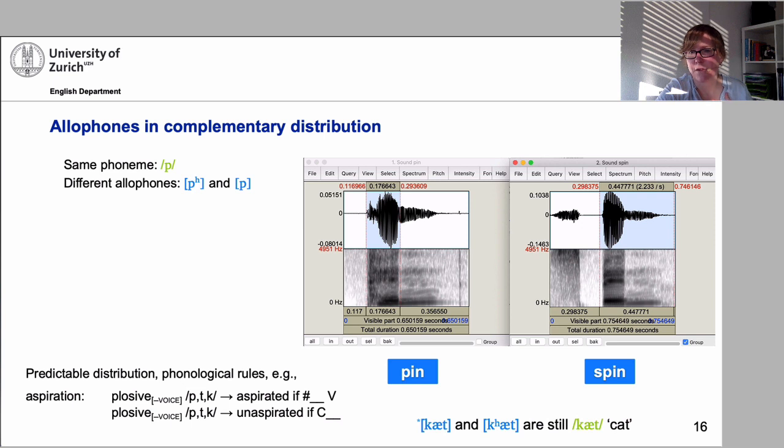So if I try to pronounce cat without the aspiration, it would probably sound something similar to gat. Right, so k, g, the voiceless voiced distinction. So similar to spin, bin, difference.